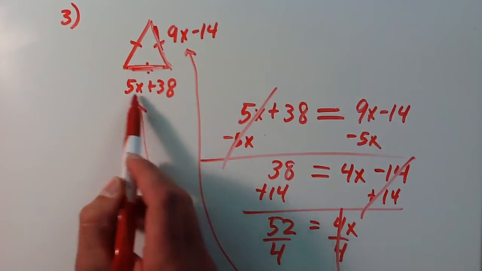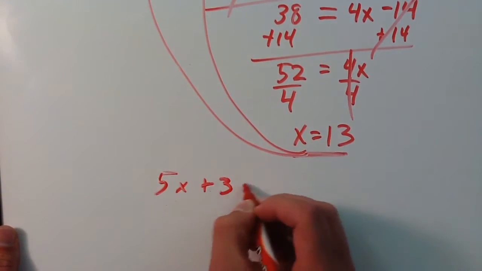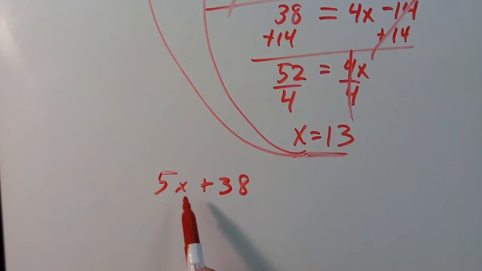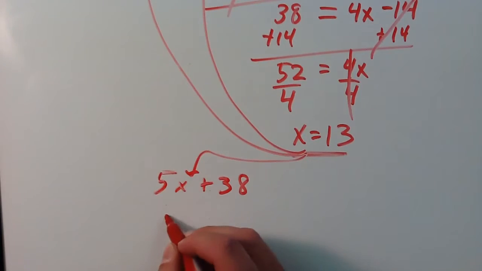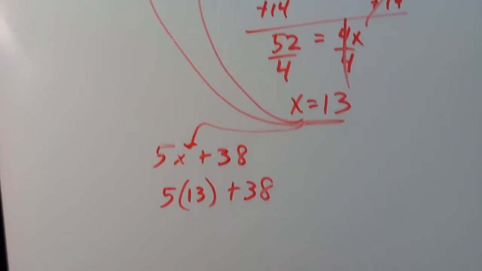So first let's plug it into 5x plus 38. So I have the expression 5x plus 38. Of course 5x means 5 times x, right? So I'm going to plug 13 in right there. So 5 times 13 plus 38, okay?